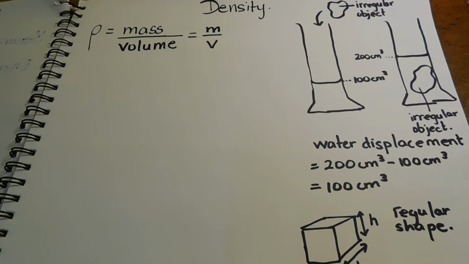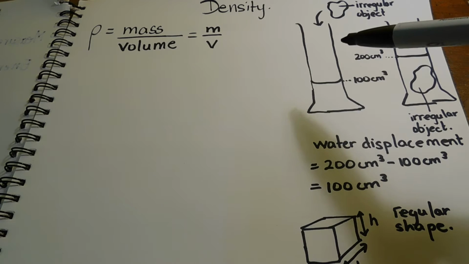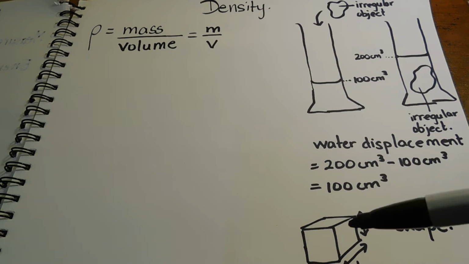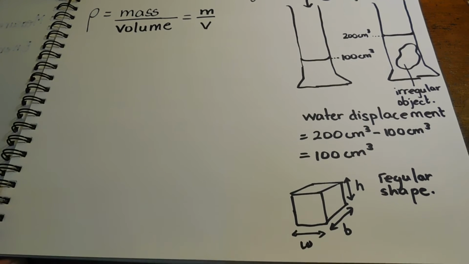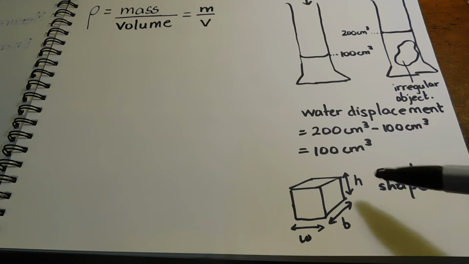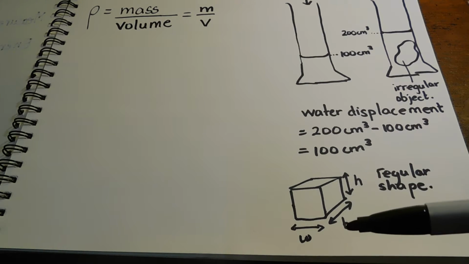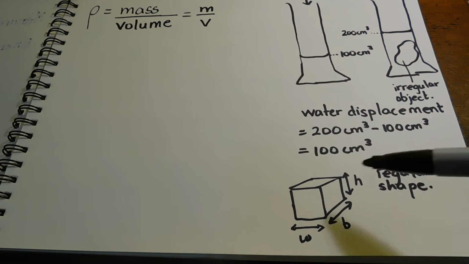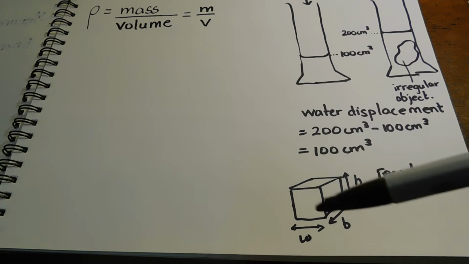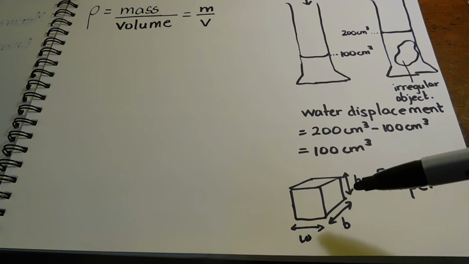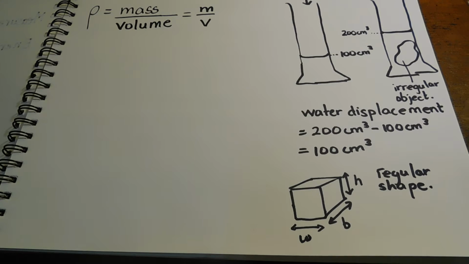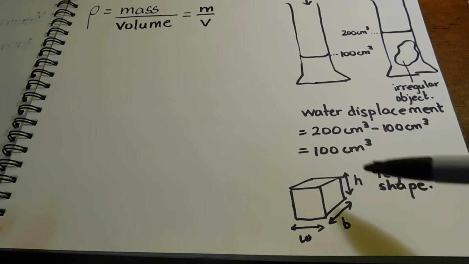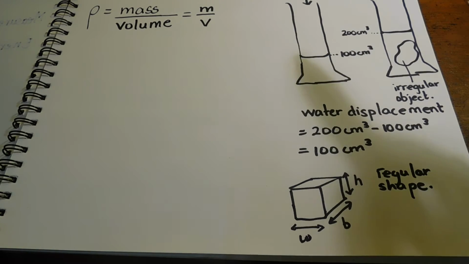However, volume doesn't have to be determined via water displacement. If you have a regular shaped object, such as the block we have here, we can find the volume of this block by determining length by breadth by height, right? You could also say width, breadth, height, all of that. Once you measure this length, this length, this length, that will be your volume, right? And so this will be regular shaped, and this will be via displacement.